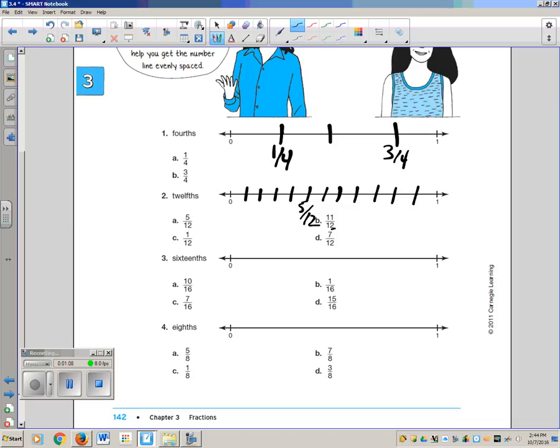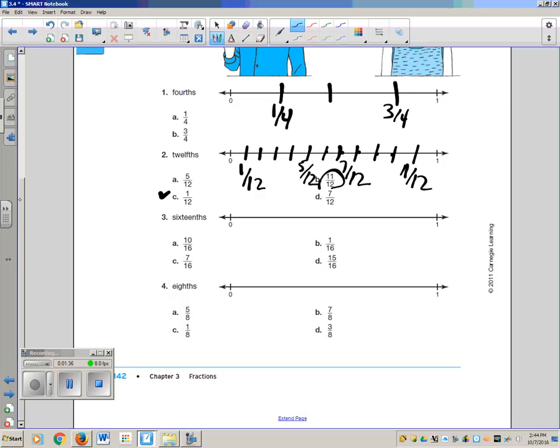Second one I want us to do is 11/12. This is 5, 6, 7, 8, 9, 10, 11. 11/12 goes right here. 1/12 for C, very first one. Then D is 7/12. So I'm going to start at 5/12, 6, 7, 7/12. If I get going too fast in the video, hit your space bar. That will pause the video so you can get caught up.